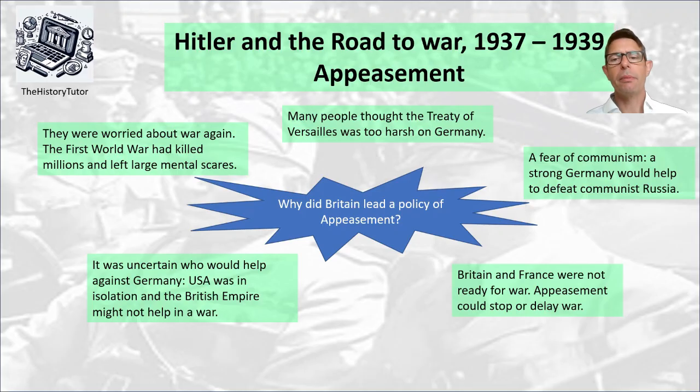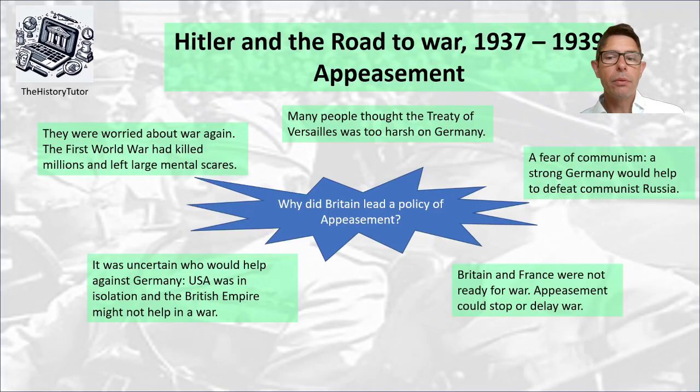People in Britain, some of the politicians, did think the Treaty of Versailles was too harsh upon reflection, and some of the problems it had caused to Germany needed solving. There was, of course, an increasing fear of communism, and Germany was a strong nation against communism. The Anti-Comintern Pact, for example. People were fearful of communism, and they wanted to keep Germany on side and strong to deal with communism if that was required.